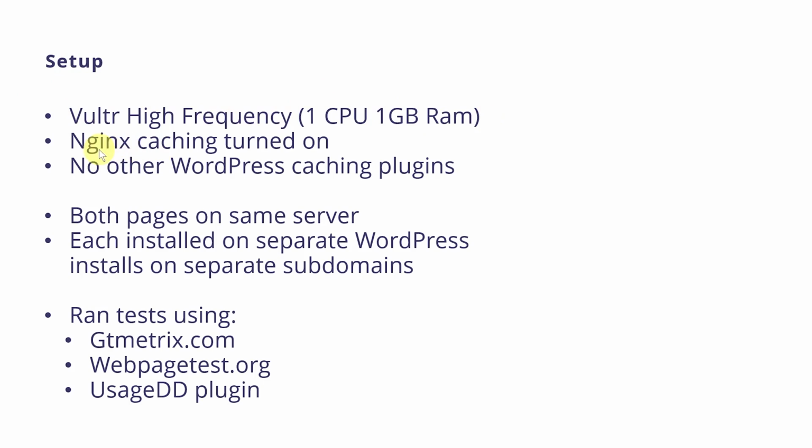I had Nginx caching turned on and no other WordPress caching plugins. Both pages on the same server and each installed on separate WordPress installs on separate subdomains. Like I showed you before, one was on subdomain one, one was on subdomain number two. And then we ran tests using gtmetrics.com, webpagetest.org, and one called UsageDD plugins. So I'm going to go through these in just a second.